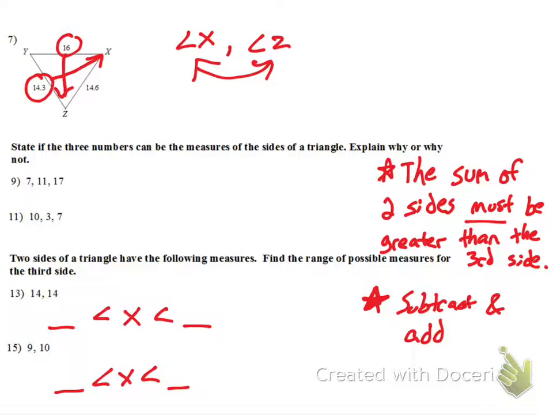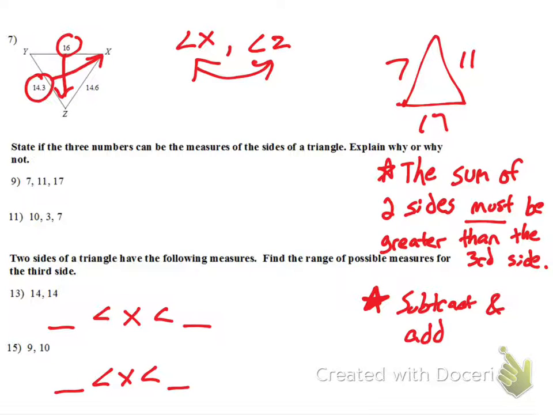All right, state if the 3 numbers can be the measures of the sides of a triangle. Explain why or why not. So I got a little note here. The sum of 2 sides must be greater than the third side. So for number 9, if we had a triangle like this, and it was 7, 11, and 17, any 2 sides must be greater than the third side. So if I added this side plus this side, it's got to be greater than the last side. And you can do that 3 different ways.